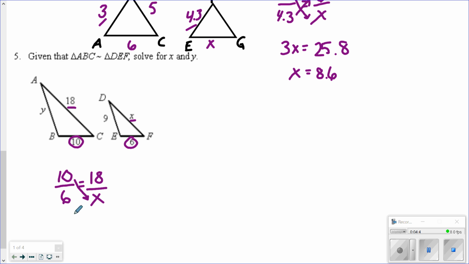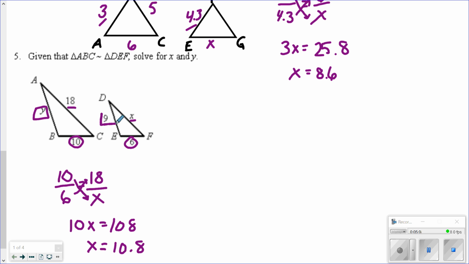10 times x is 10x. 6 times 18 is 108. So then x is equal to 10.8. All right, let's solve for y. Now y, I'll box it, is here.